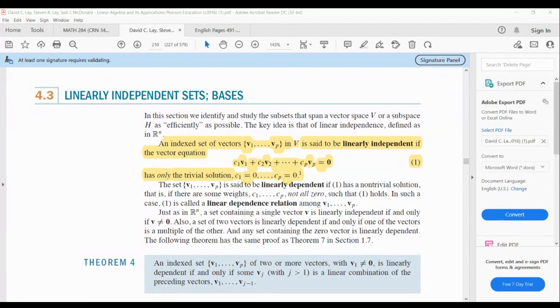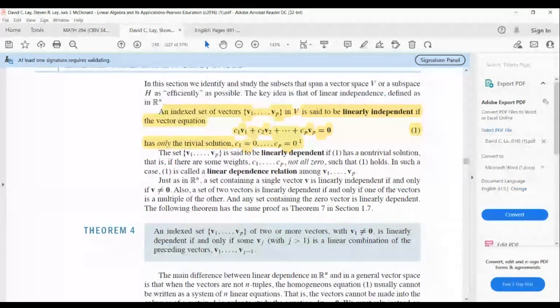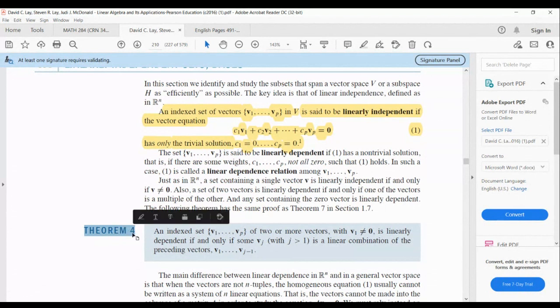A nice way of thinking about linear dependence is theorem 4. It says if you have a set of two or more vectors, they're linearly dependent if and only if for some vector in the set, it's a linear combination of the preceding vectors. Okay, so like an example of this, let me go to the whiteboard.